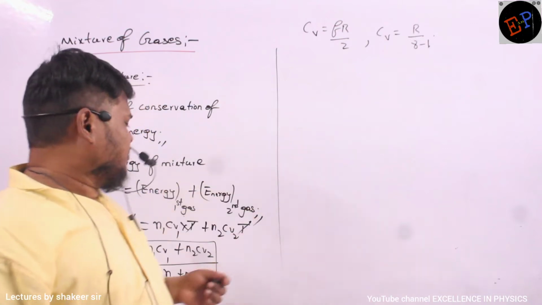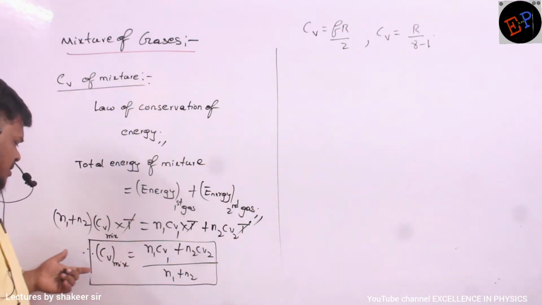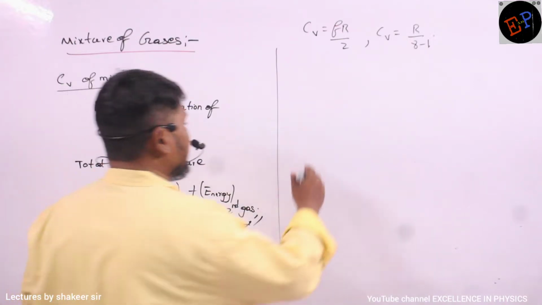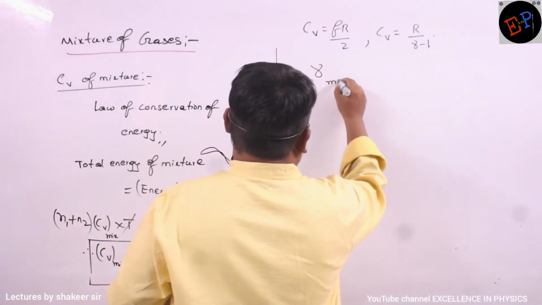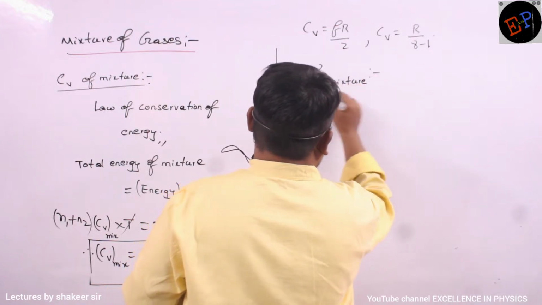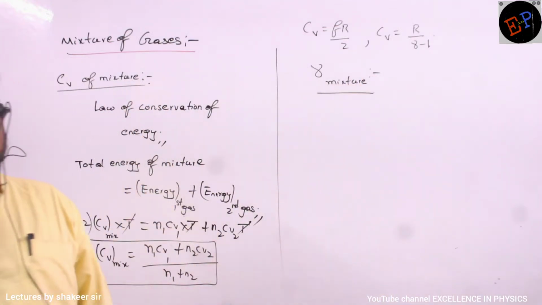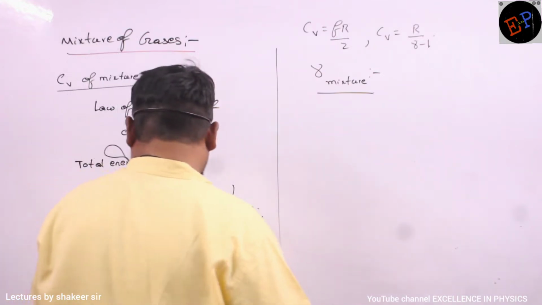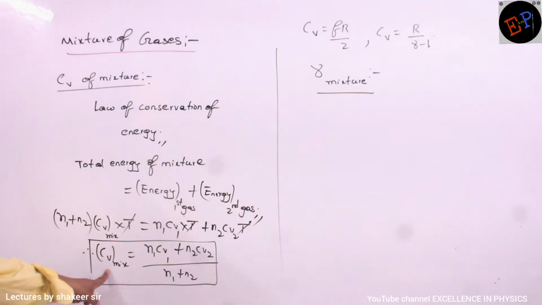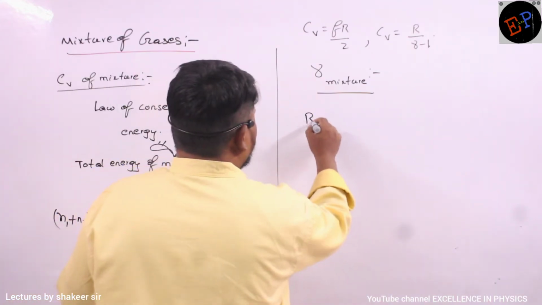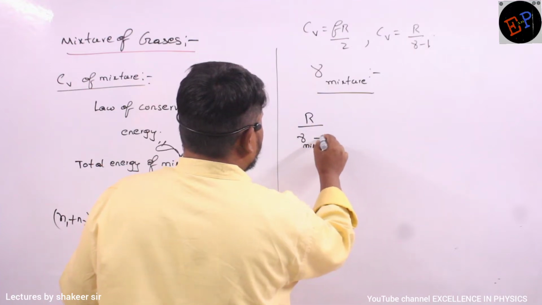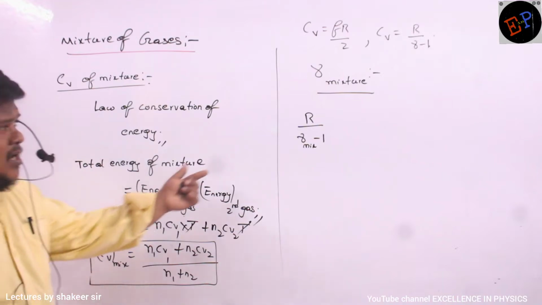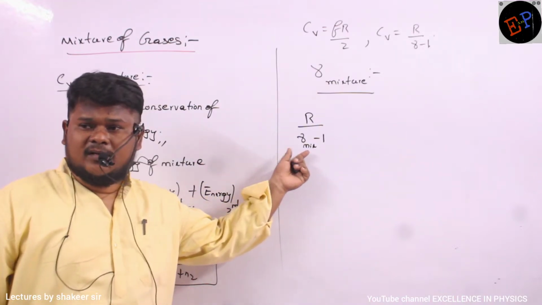Now, these values I want to substitute in this equation so that I can calculate gamma of the mixture also. What is meant by gamma of the mixture? Adiabatic constant of a mixture. So instead of Cv of mixture, I can write R divided by gamma of mixture minus 1. For the gamma value also I have to write gamma of the mixture itself.